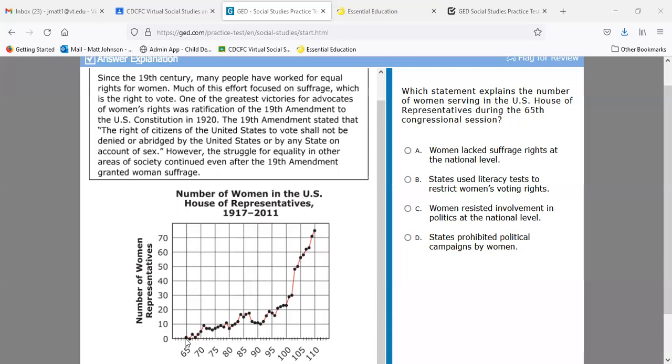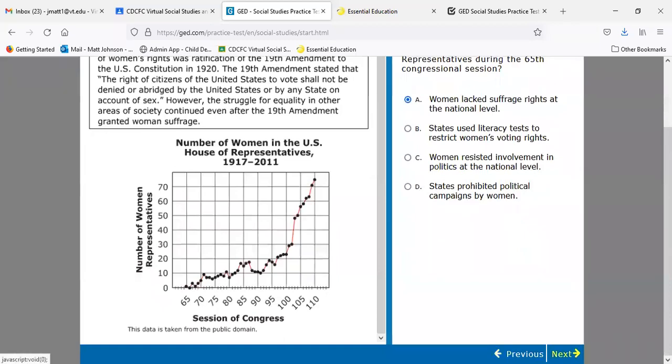Is it A? Women lack suffrage rights at the national level. I believe that is the case, right? Because they didn't have federal voting rights until the 19th Amendment in 1920. But because some states had provided women the right to vote, it's possible that you had maybe one or two women serving in the U.S. Congress because their states allowed them to be elected. So yeah, I'm thinking it's A there.